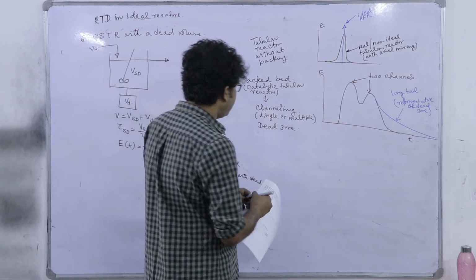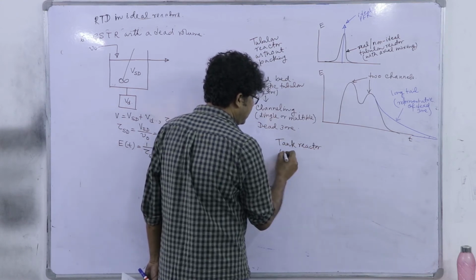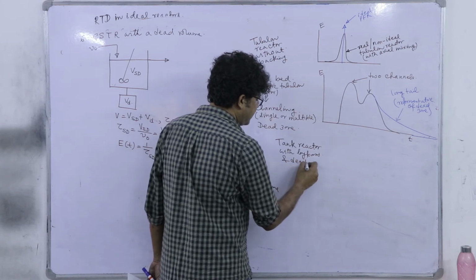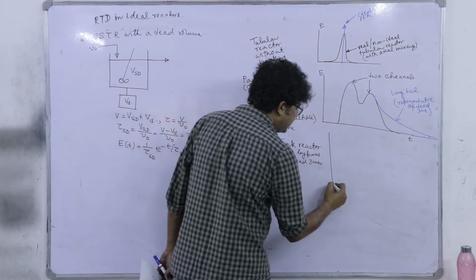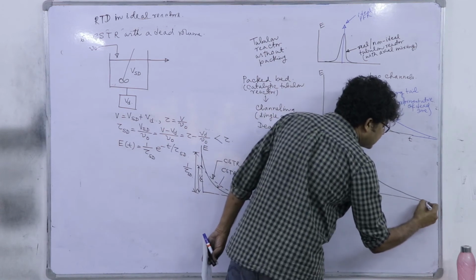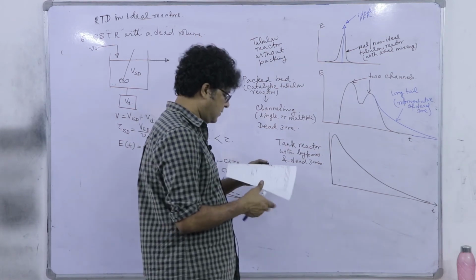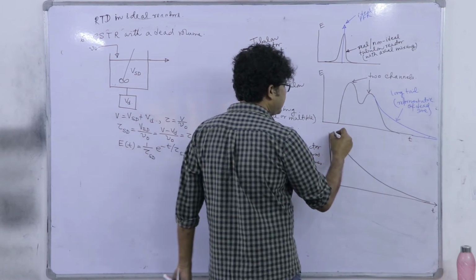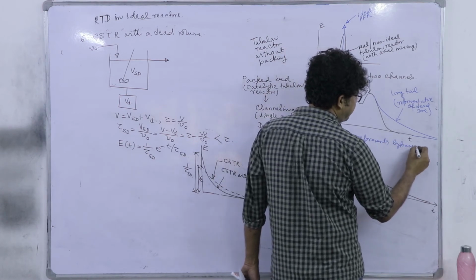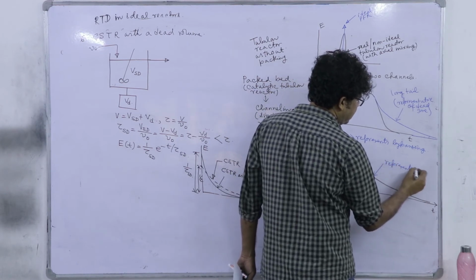Now, on the other hand, a tank reactor with bypass has a short circuit pathway and dead zones. So, what will happen? It will be a spike like this, and then it is like this. So, you see this spike very close to 0 represents this bypassing, and the long tail represents dead zones.